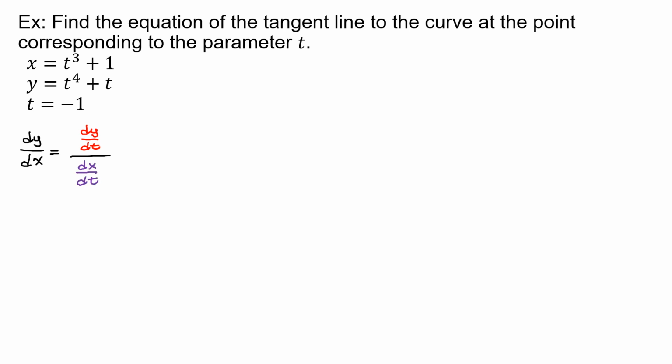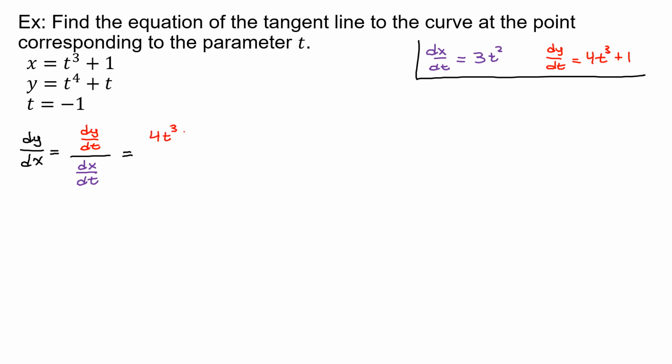And so I've got to find these derivatives. These are both just power rules. This is actually fairly easy to do. dx/dt, the derivative of x, would be 3t squared. And that's it. The plus 1 goes away. And dy/dt, the t to the fourth would become 4t cubed. And the plus t would go to a plus 1. So that's kind of our side work up here at the top. And so our derivative is dy/dt, which is 4t cubed plus 1, divided by dx/dt, which is 3t squared. And that's my derivative.